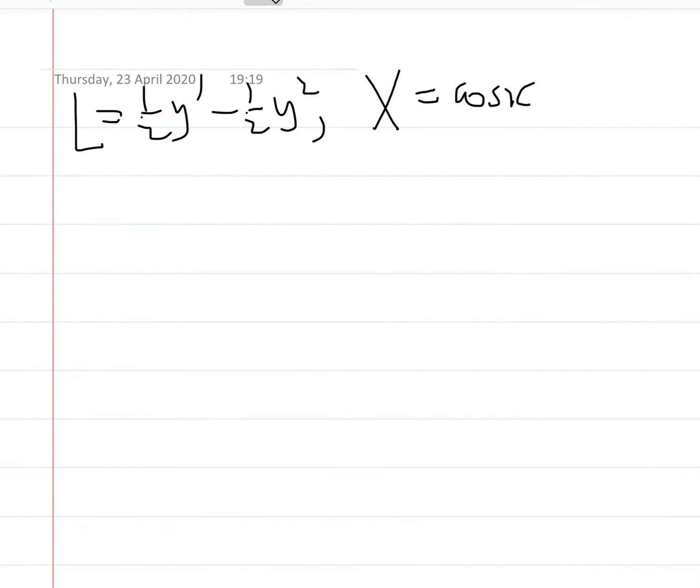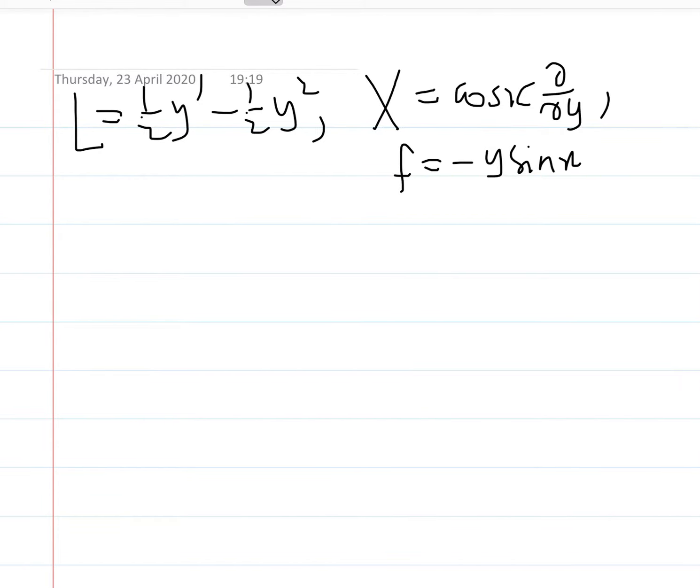Okay, so in one of the examples that we discussed above, what we obtained was the following. We said that for the Lagrangian, a half y dashed squared minus a half y squared, one of the Noether symmetries we obtained was cos x d by dy, with the corresponding gauge term given by f equal to minus y sine x.